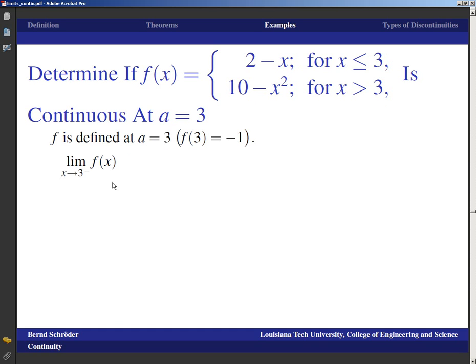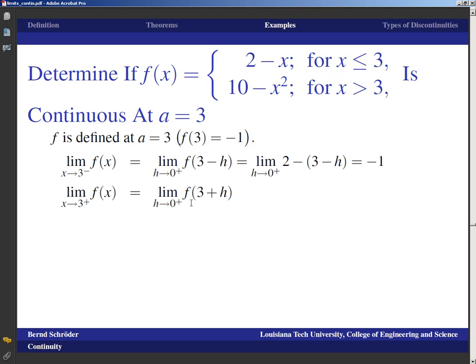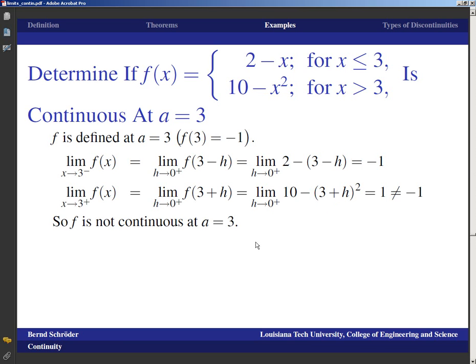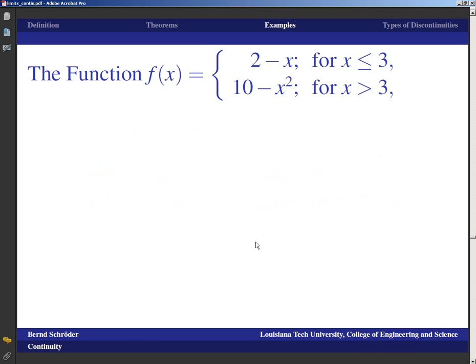The left limit exists, right? That should be the limit as h goes to 0 from above of f of 3 minus h. So we're to the left of 3. That would be 2 plus 2 minus 3 minus h. So that's -1 as a limit. And when we approach 3 from the right, well, then the function is 10 minus x squared. So we get the limit as h goes to 0 from above of f of 3 plus h, which is the limit as h goes to 0 from above of 10 minus (3 plus h) squared. That's 10 minus 9, that's 1. And that's not equal to -1, and that means that f is not continuous at a equals 3.